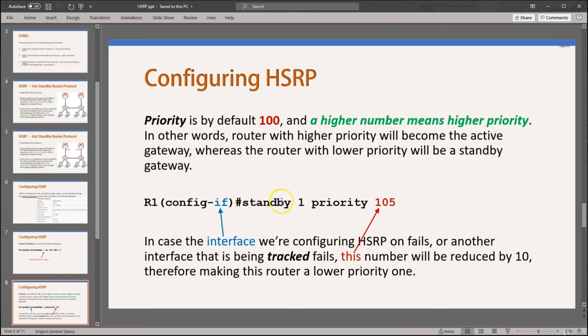This is the command standby 1. This is still that group number we're using. And then the word priority, and then we say the number.